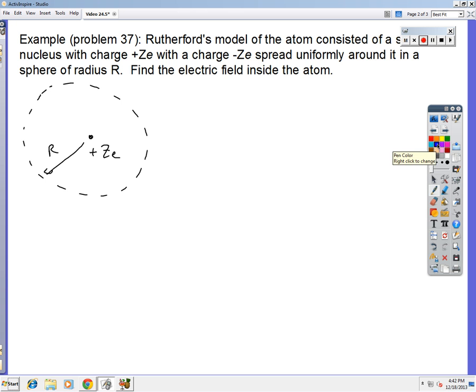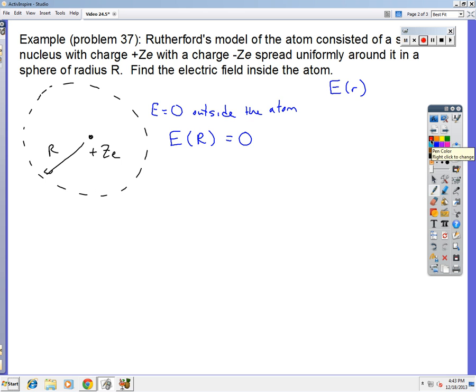Now notice that the electric field outside the atom is going to be 0, because if you draw a Gaussian surface outside the atom, the total enclosed charge will be 0, because you've got the positive Ze and the negative Ze, and that adds to 0. And that means that we're looking for E as a function of r, and when we put the electric field in for capital R, it should equal 0. So that'll be a way to check our work when we're done: do we get 0 field right on the edge of the atom?